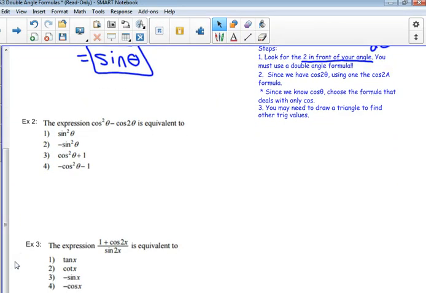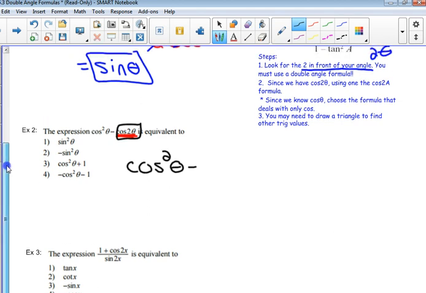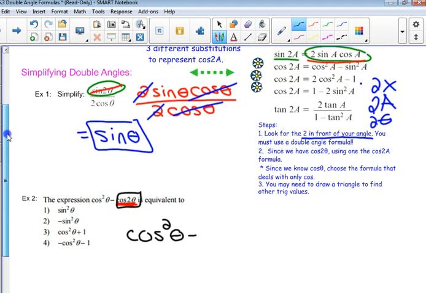So this expression, we have cos squared theta minus cos 2 theta. Just look to see if we can recognize, is there a double angle here? Not the squared, that's fine, it's this one right here that is the problem. Now, when we go to do our substitution, we have a minus sign, we need to get rid of this and put the formula in its spot. But how do we decide which one to use?